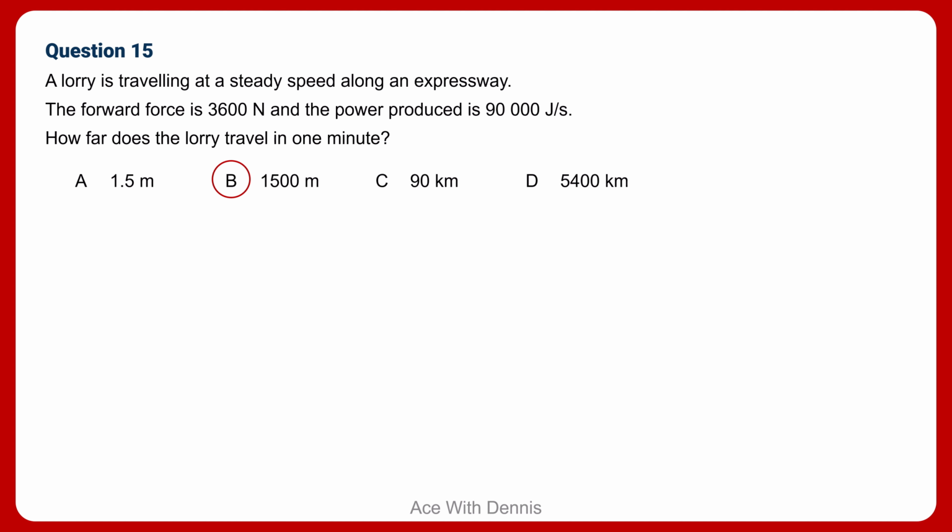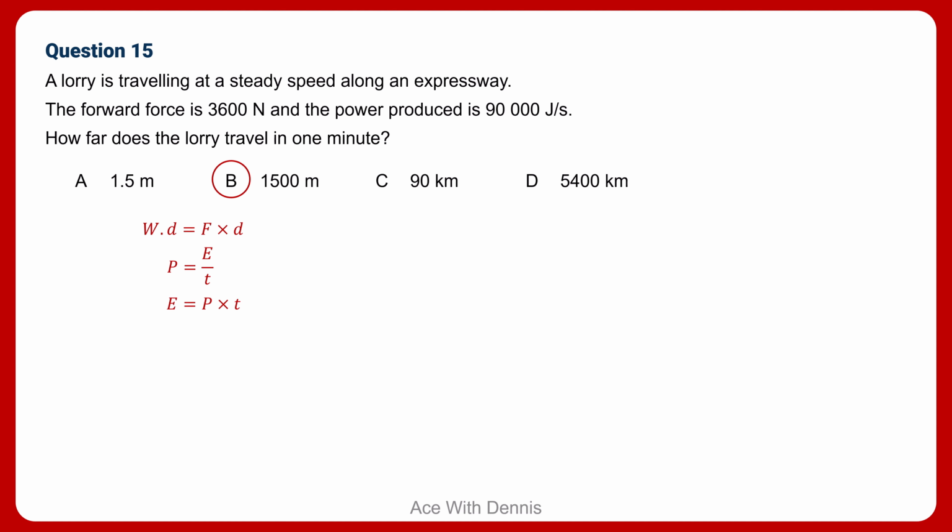To get this answer, we need to use two formulas. The first formula is the work done, which is equal to the force applied F times the distance traveled in the same direction as the force, D. The second formula that we need to use is the power formula, which is P equals energy E divided by the time T. When we rearrange this equation, the energy E will be equal to the power P multiplied with the time T.